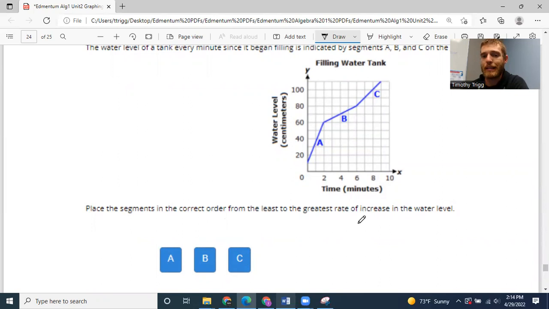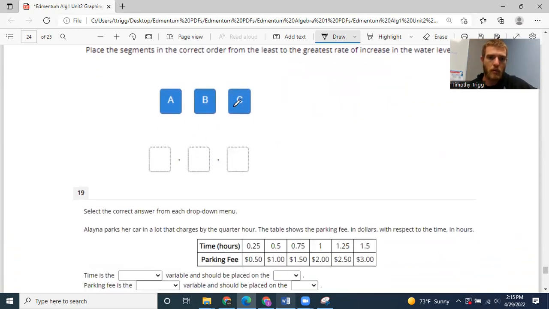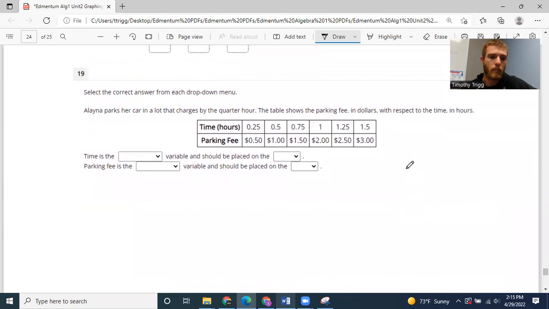So which one has the least rate of increase? Well, remember, the steeper the line, the more the rate. So we're looking for the least rate of increase, or we're looking for the flattest line. So which segment is the flattest, A, B, or C? Whichever one's the flattest, you'll put that first. Then you'll put the next flattest. Then at the end, you'll put the steepest. Okay? Make sure to put in the correct order here, least to greatest. Okay.